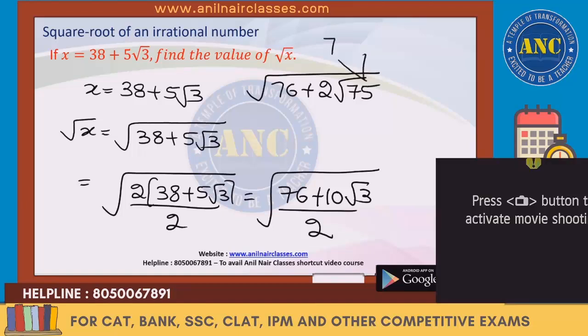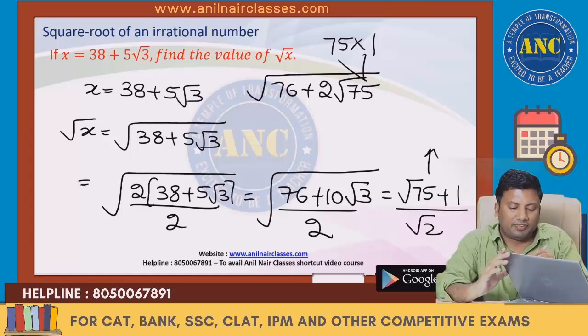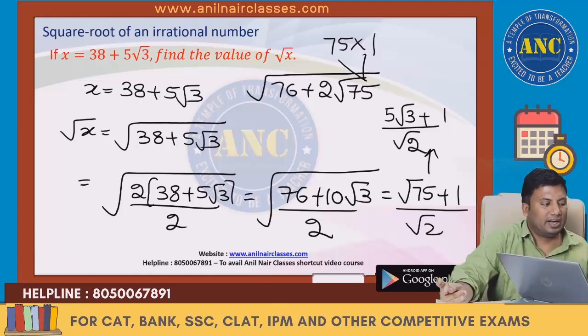This is nothing but 75 + 1 = 76. So this is (√75 + 1)/√2. √75 is 5√3, so (5√3 + 1)/√2. I hope the idea is clear.